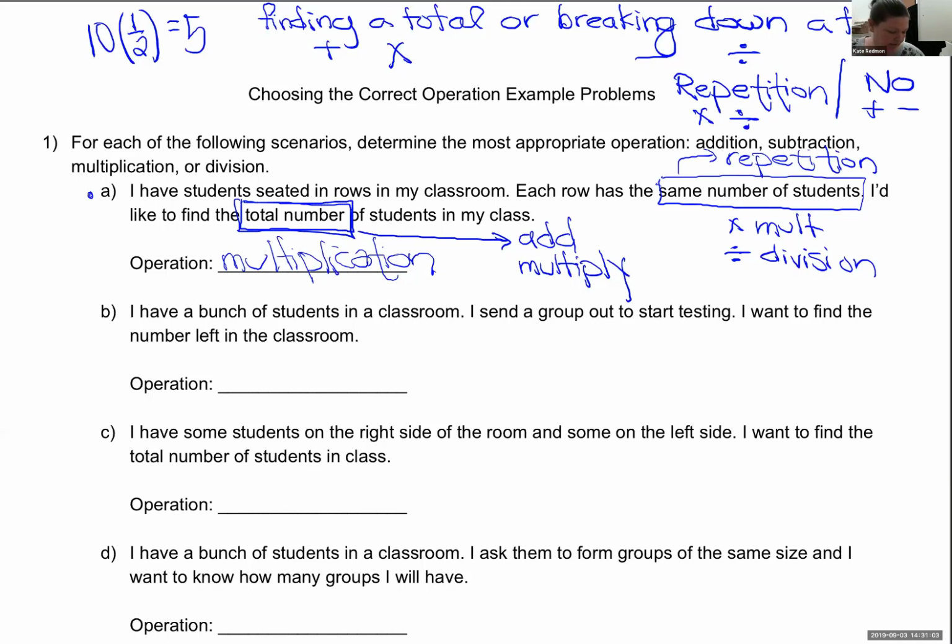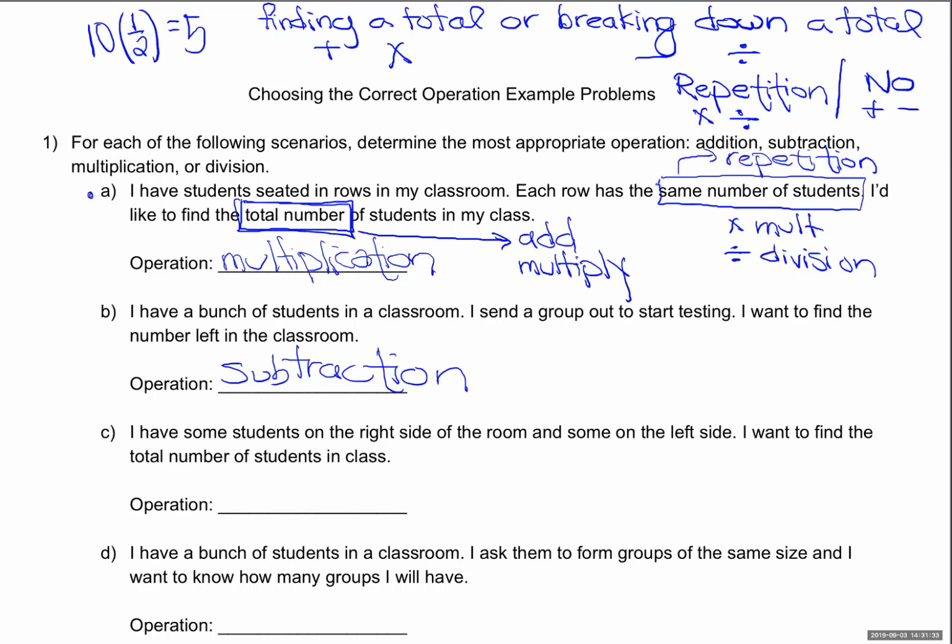Okay, so let's take a look at B. I have a bunch of students in a classroom. I send a group out to start testing. I want to find the number left in the classroom. And everybody said, what would my operation be here? I want to say subtraction. Absolutely. Subtraction. Yeah, okay. So back up your opinion. Why do you say subtraction? What here tells you that this is subtraction? I want to find the number left in the classroom.